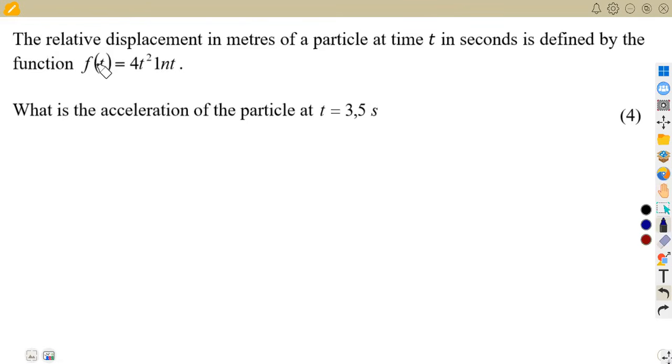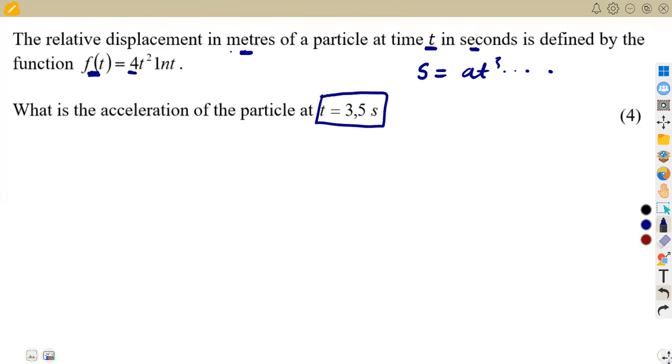Like for this question, we are given the relative displacement, take note, in meters, of a particle at a time t in seconds. So here we are given displacement in meters and time in seconds, defined by a function. This function is representing displacement, the one I was using last time as S equals AT cubed and so on. Now they wrote this in terms of f of t. What is the acceleration of the particle at 3.5 seconds?